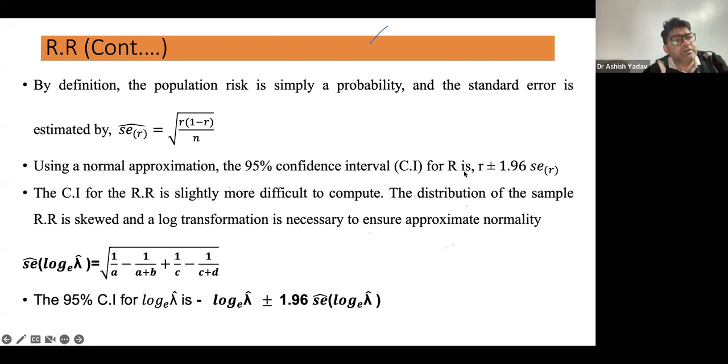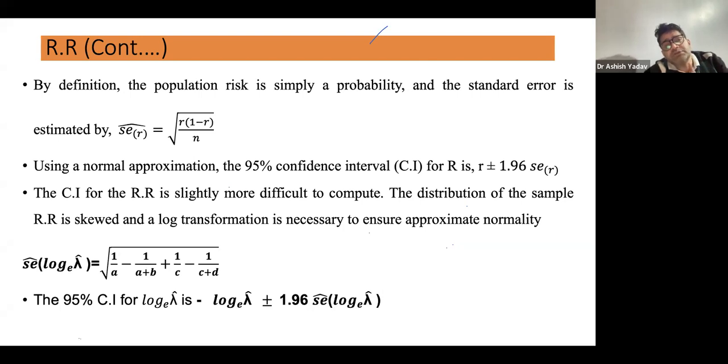Now for the relative risk, as you know, it's a ratio of two risks. So the confidence interval for RR is slightly more difficult to compute compared to the risk R. The distribution of the sample RR is skewed, and log transformation is necessary to ensure approximate normality. For the risk, we have this standard error formula. For the relative risk, the standard error of the log transformation is equal to the square root of 1 upon A minus 1 upon A plus B plus 1 upon C minus 1 upon C plus D. And we can calculate the 95% confidence interval using the formula log RR plus minus 1.96 standard error.